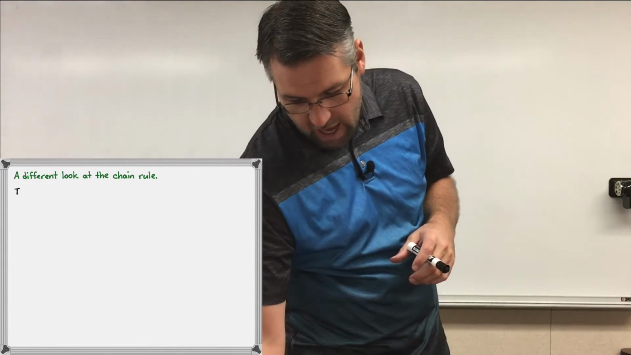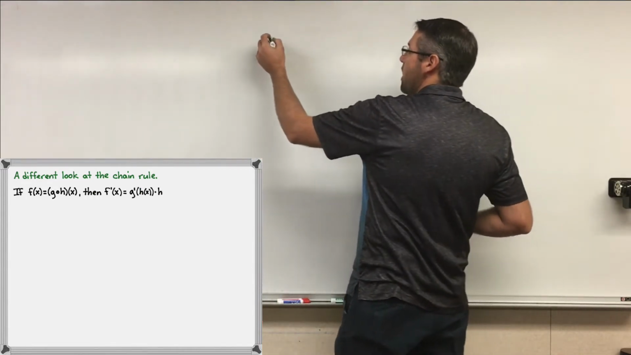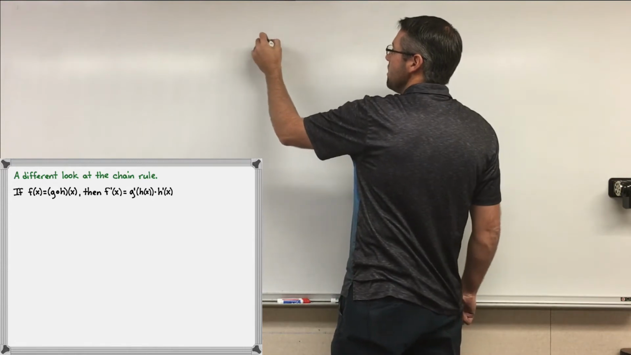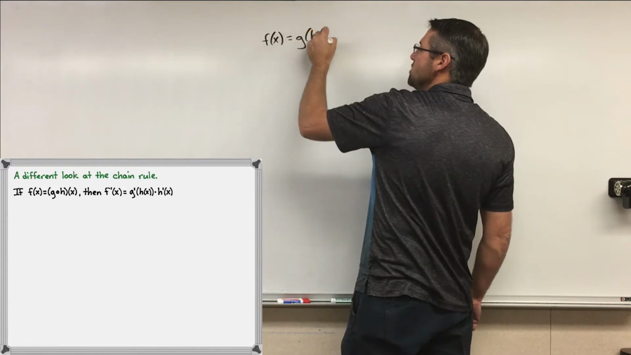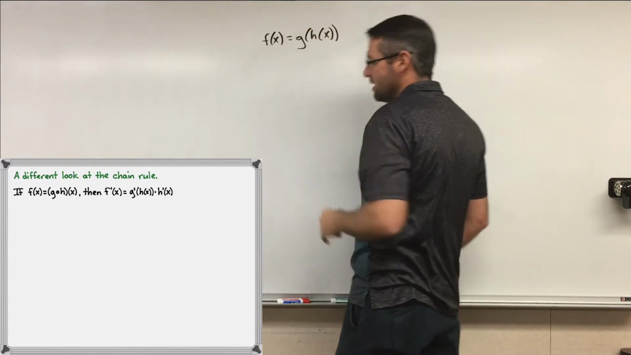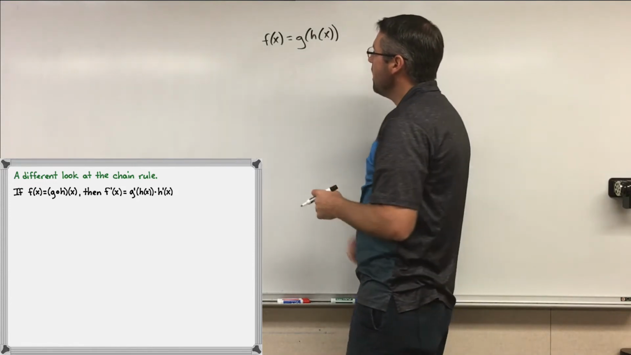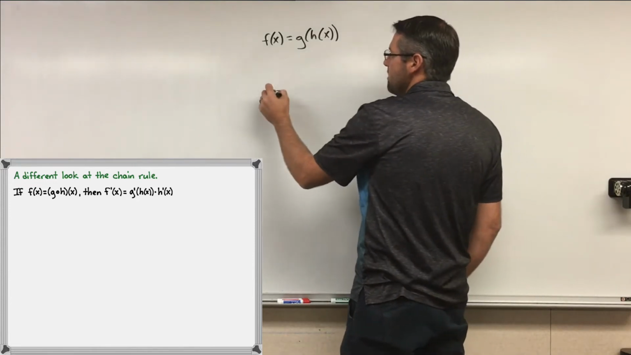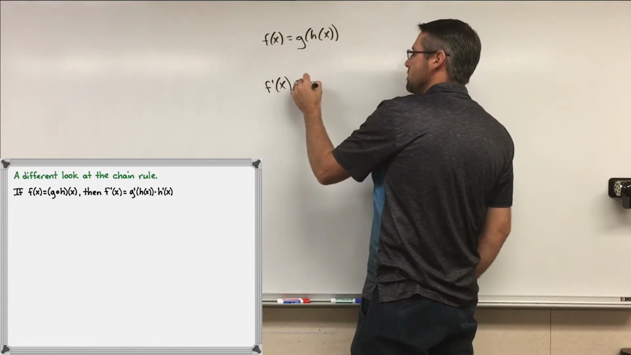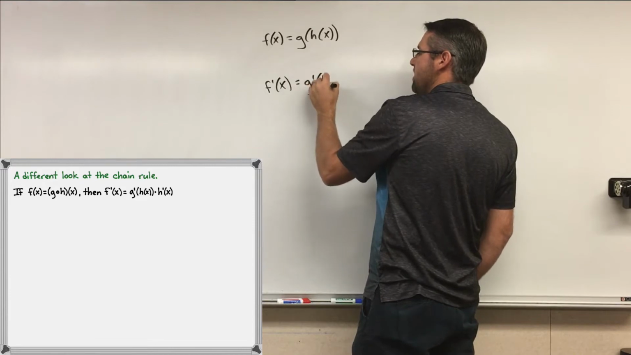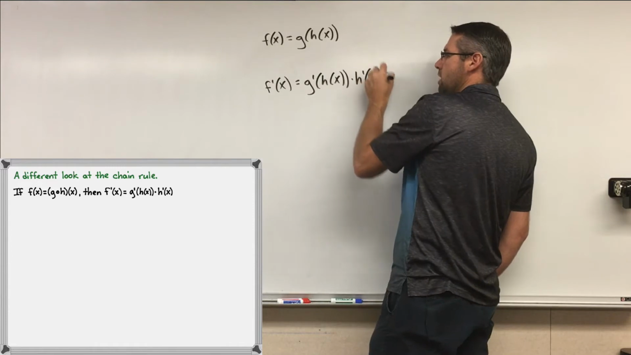A different look at the chain rule. Remember, the chain rule is designed for composition of functions. So if we had f of x equal to g of h of x, now I like writing it like this, rather than the little circle thing, then it is saying that the derivative of f is equal to g prime of h of x times h prime of x.